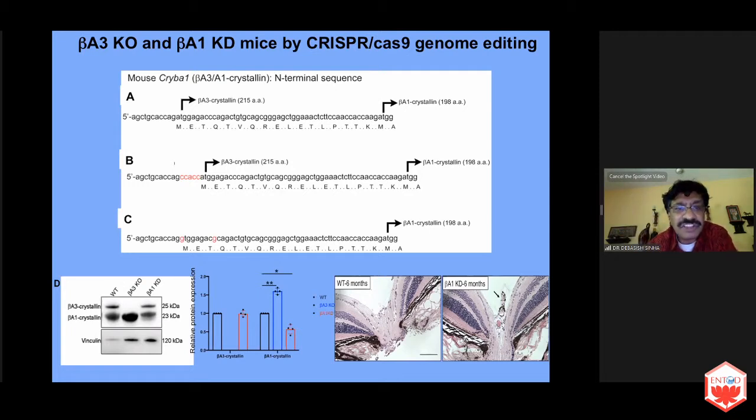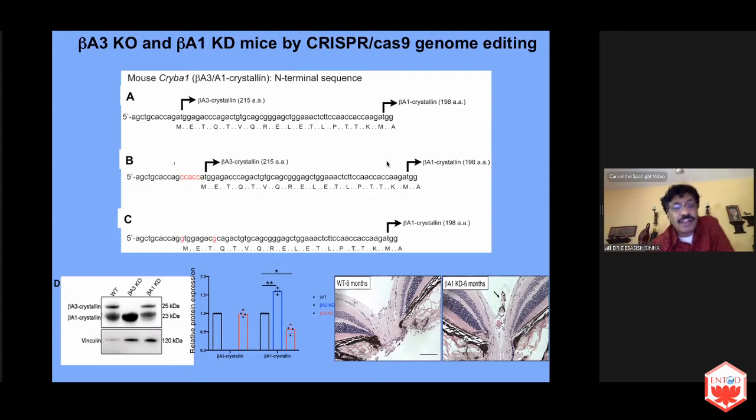So one of the interesting things we found out, and we made mice using CRISPR-Cas9 technology, where these are the two start sites, ATG, where it makes beta A3 and beta A1. So we completely knocked out, so we knocked down beta A1 because it is just 17 amino acids.